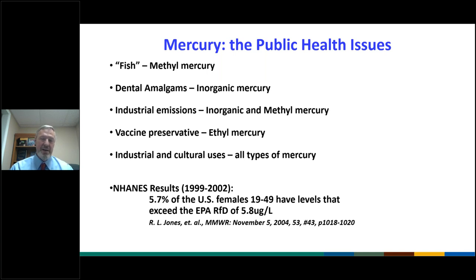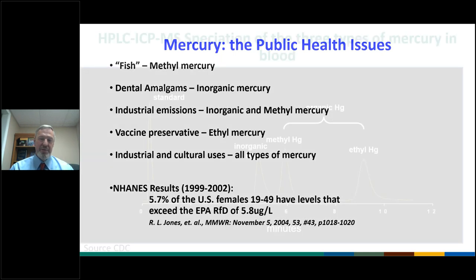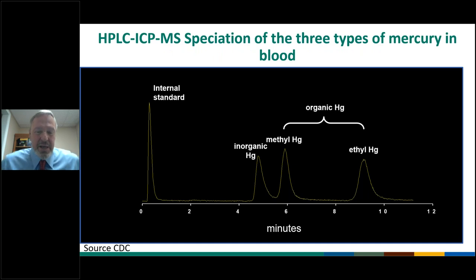So we needed to have more, because at that time, all we were doing was total arsenic. So we needed mercury. We needed a mercury speciation method. So we developed, again, an HPLC, now it's a GC, ICP mass spec method, to look at at least three different forms of mercury, to determine whether their exposures are inorganic, methyl, or ethyl.